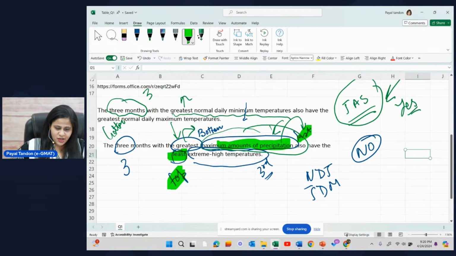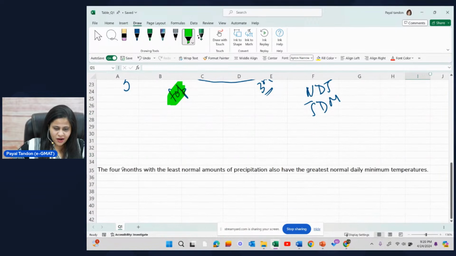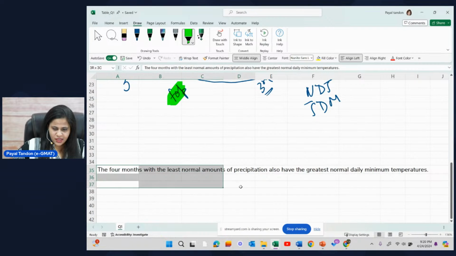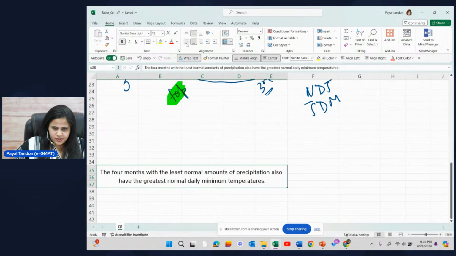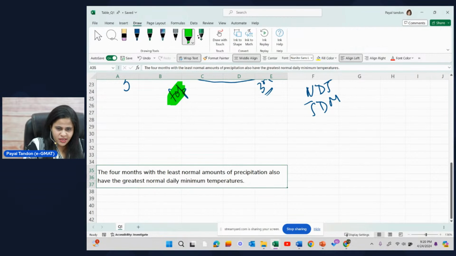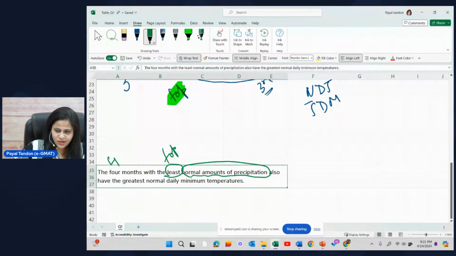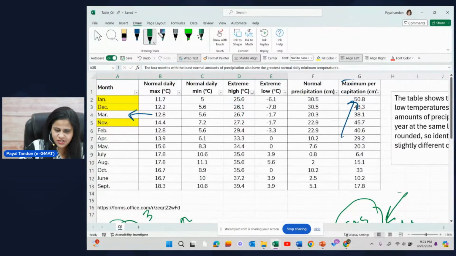Okay, all right, so now with this, we are going to take a look at our last statement. All right, so let's look at it. The 4 months. Now here we are talking about 4 months. Okay, 4 months with the least. Least translates to top. Normal amounts of precipitation. So let's go back to our table. Normal amounts of precipitation is what? It is the second last column over here.